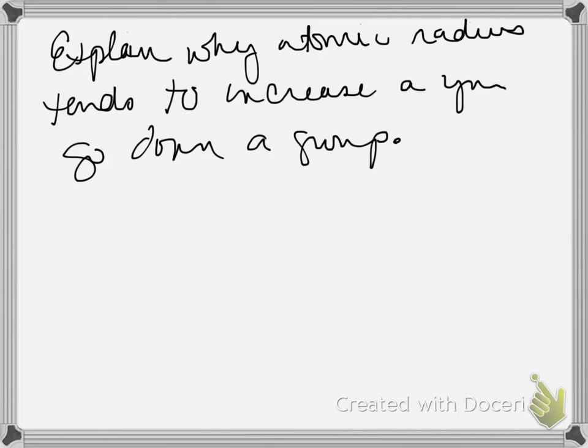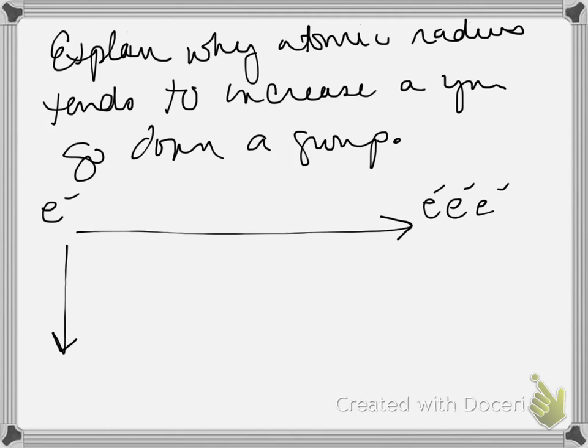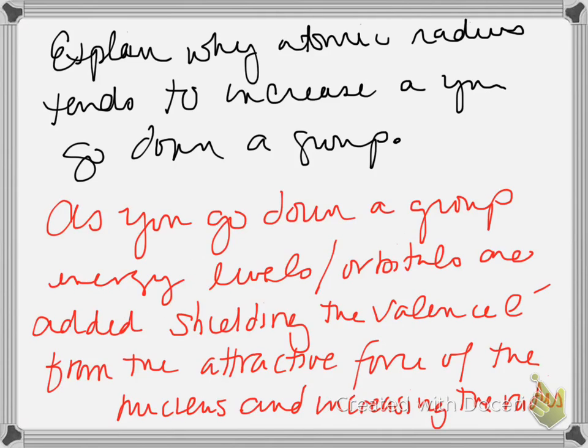So some people said, well, you add electrons. But if we go across a period, we have added electrons, but yet the radius has decreased. When we go down a group, we not only add electrons, but we add orbitals. So to put that in clear, concise words, as you go down a group, energy levels or orbitals are added, shielding the valence electrons from the attractive force of the nucleus, and thereby increasing the radius of the atom.